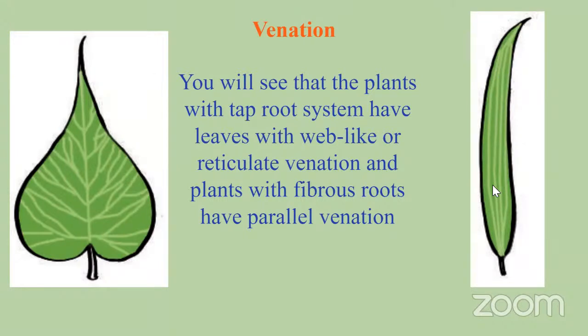It is clear. Okay. The plants with taproot system have reticulate venation. The plants with fibrous root system have parallel venation.